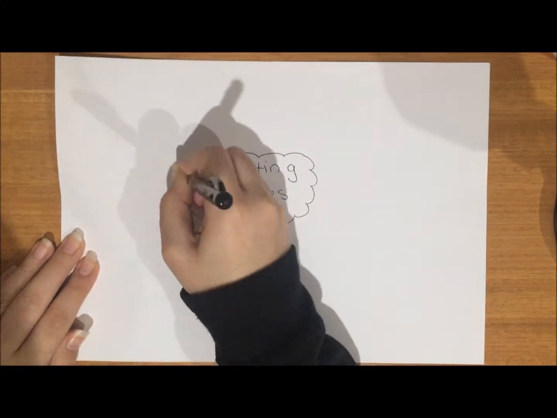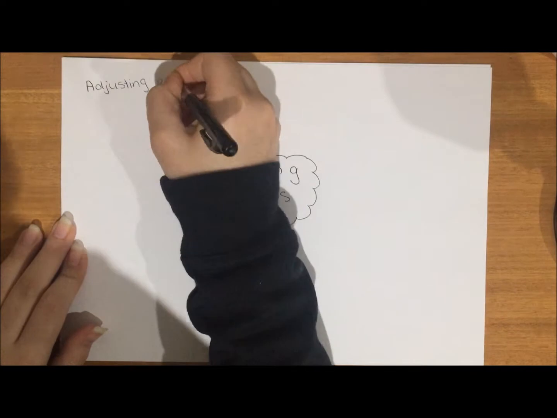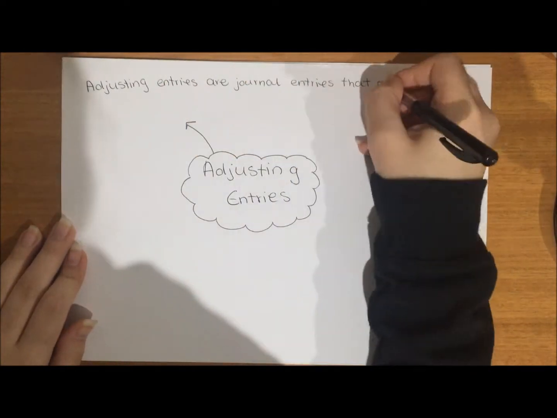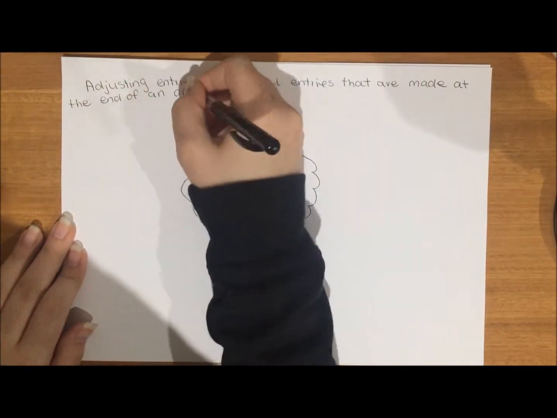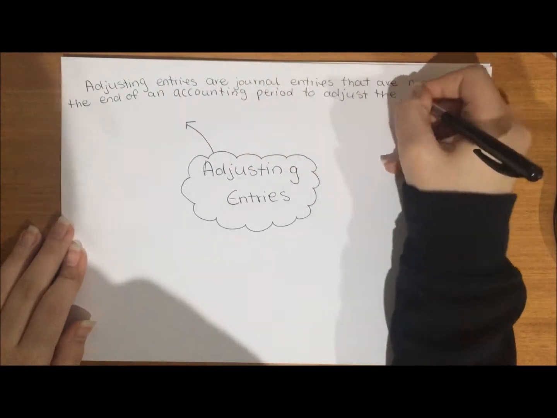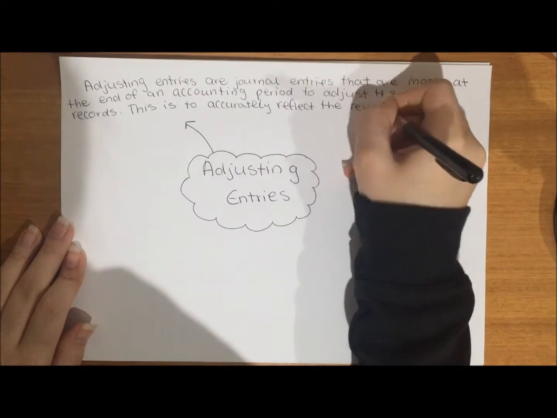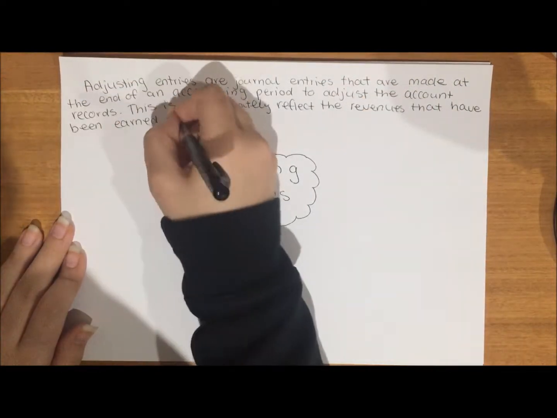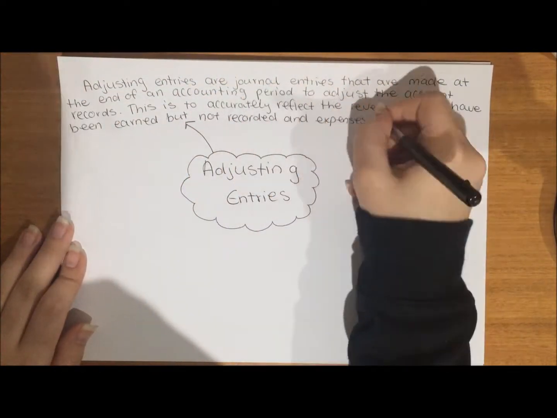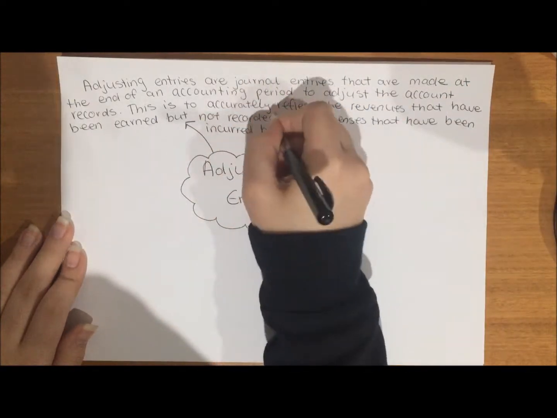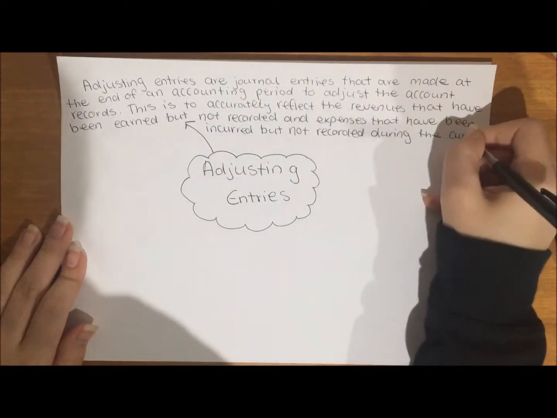Adjusting entries. Adjusting entries are journal entries that are made at the end of an accounting period to adjust the account records. This is to accurately reflect the revenues that have been earned but not recorded, and expenses that have been incurred but not recorded during the current period.